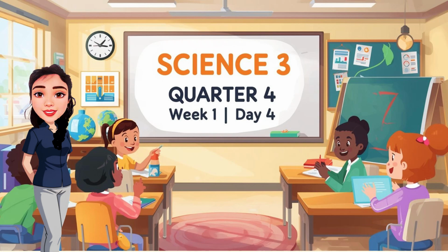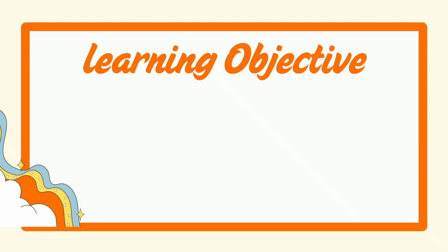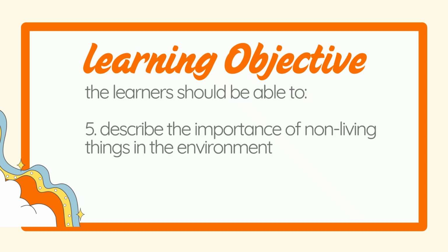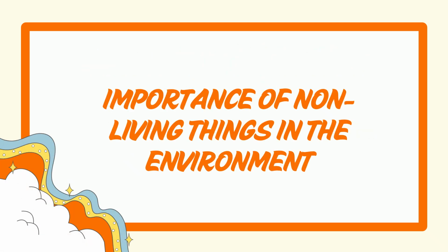Science 3 Quarter 4 Week 1 Day 4. Our learning objective. At the end of the lesson, the learner should be able to describe the importance of non-living things in the environment. Today, we're going to study about the importance of non-living things in the environment.